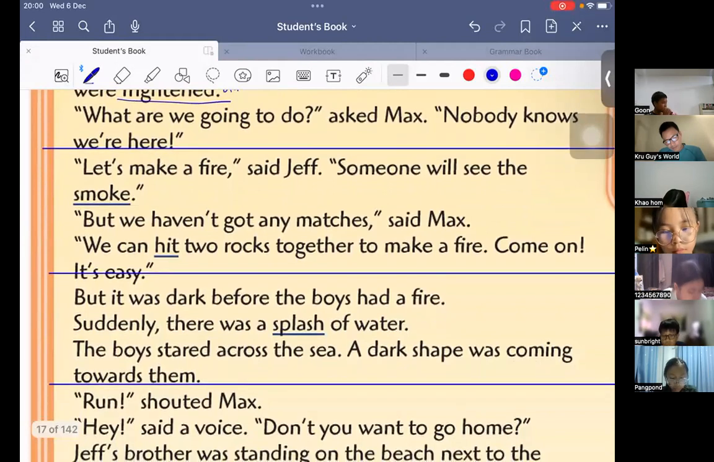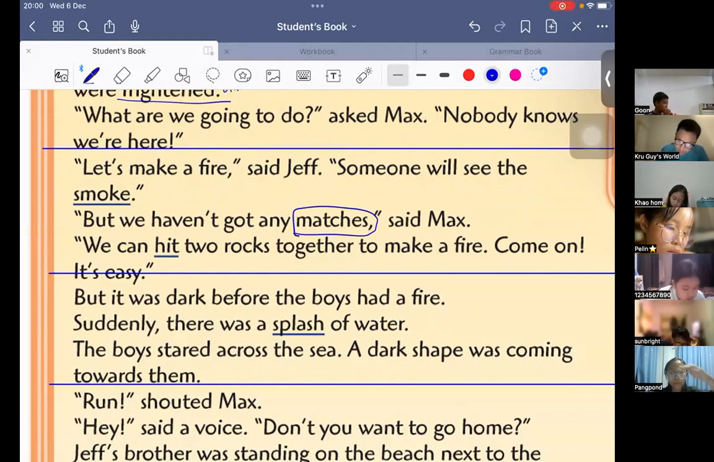"Let's make a fire," said Jeff. "Someone will see the smoke." "But we haven't got any matches," said Max. "We can hit two rocks together to make a fire. Come on, it's easy." Okay, can you pronounce this one? Matches. Yeah, you know matches, right? Like to make a fire. All right, next one.